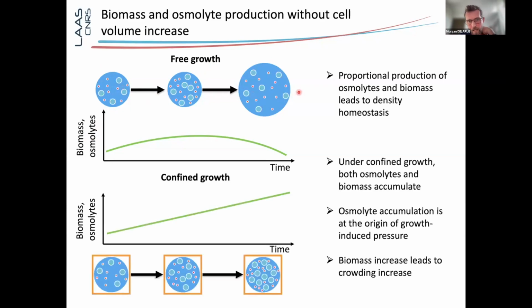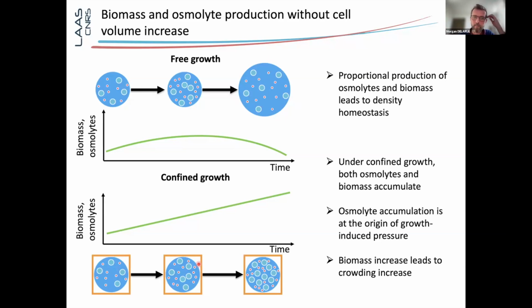So when you increase biomass and osmolyte, then the cell will dilute through water increase, and then the concentration will remain constant. But when the cells are confined, the cells still accumulate biomass and osmolyte proportionally, but the cell volume cannot increase because the cells are confined. So it means that the osmolyte concentration will increase, and that leads to osmotic pressure buildup inside the cell, and that's the pressure that we measure.